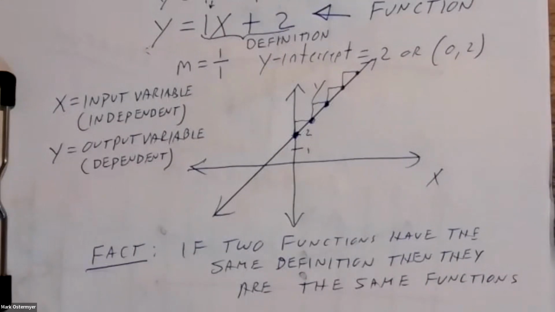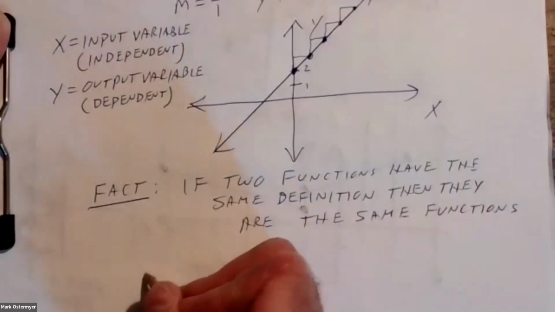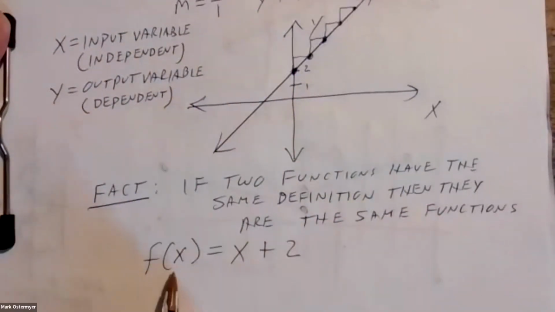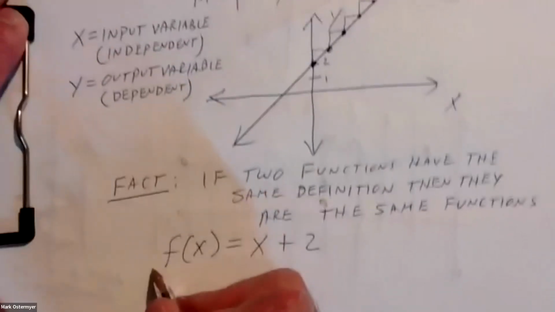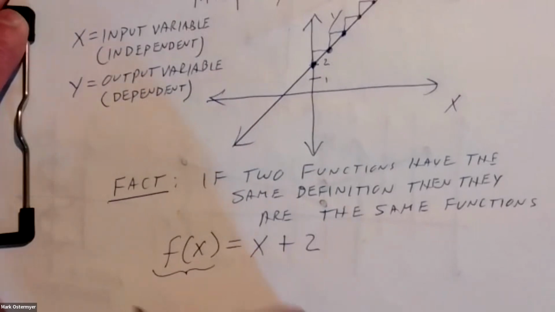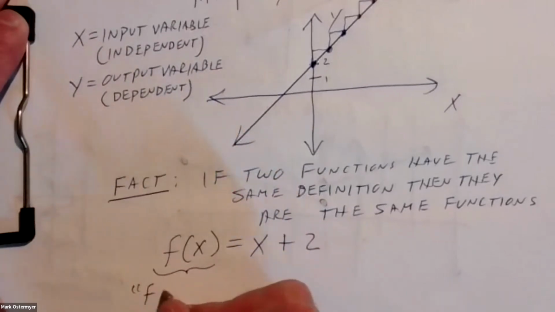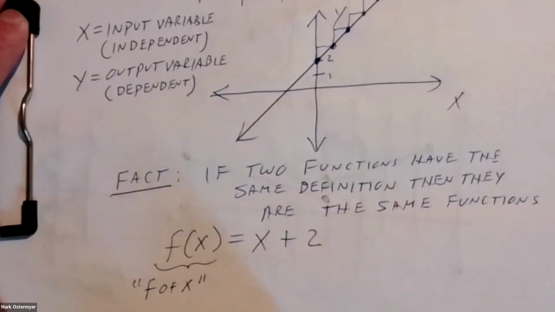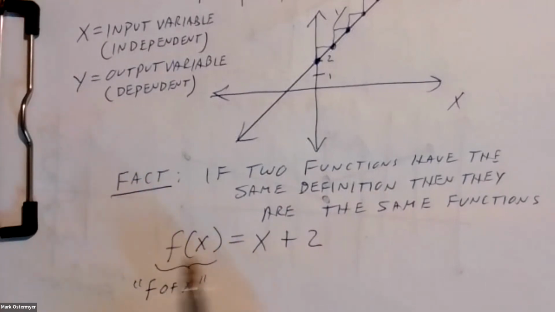And because of that, usually in higher level math, for the output variable y, they tend to use what's called functional notation. So instead of saying y is equal to x plus 2, I could define this function symbolically like this. This is called functional notation. And how do we read this notation? We don't say f times x, we say f of x. That's how you read that notation. Ladies and gentlemen, this is just another name for y. It's just a different name for the output variable. Instead of using y, they use f of x.